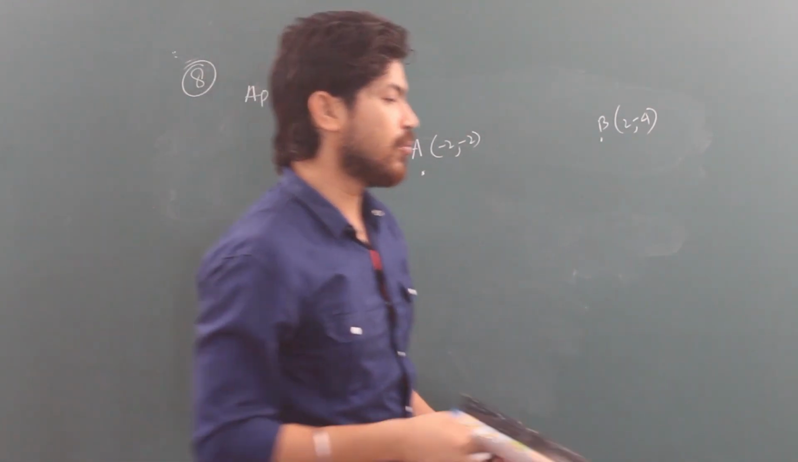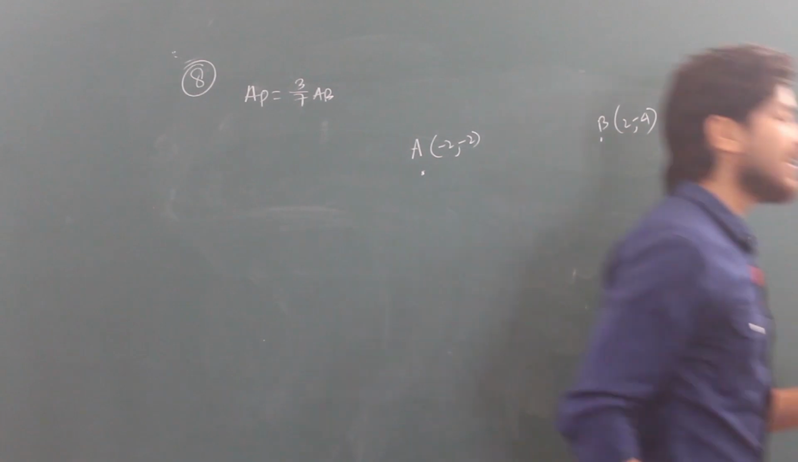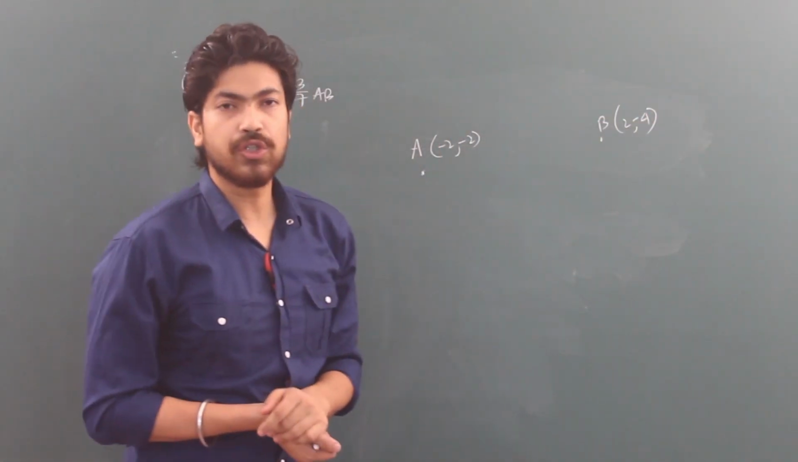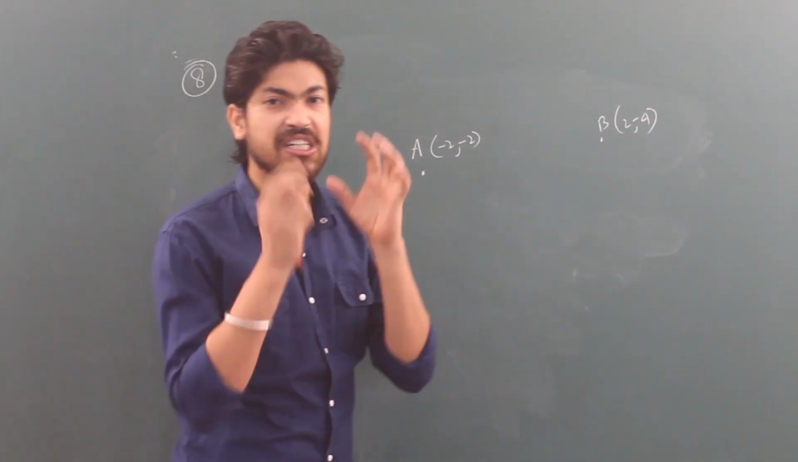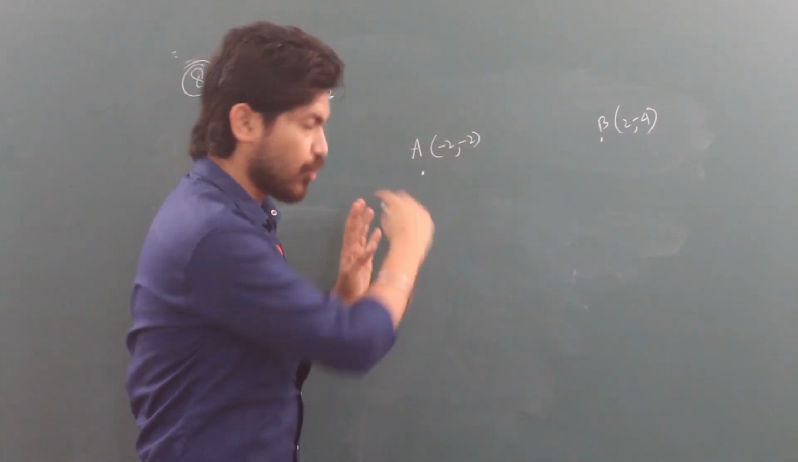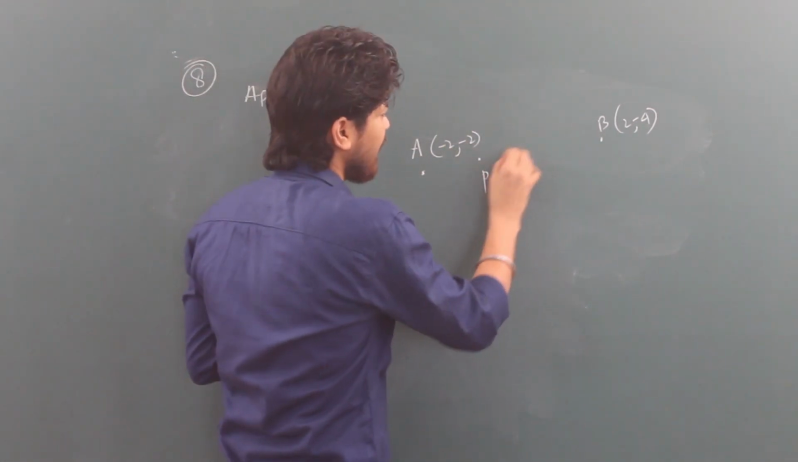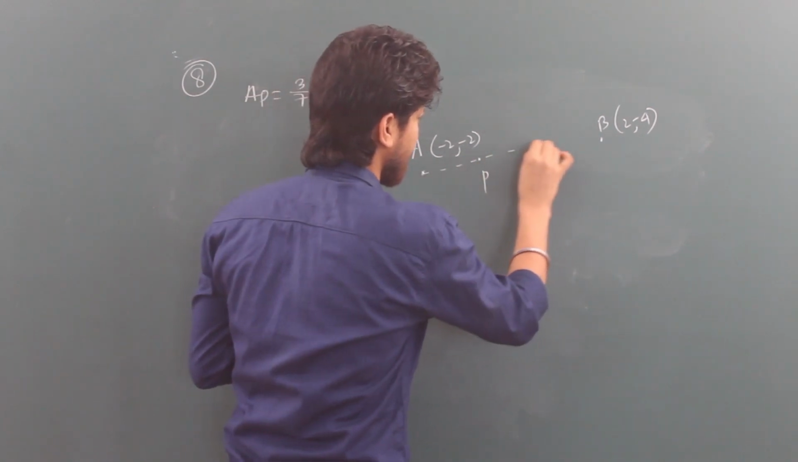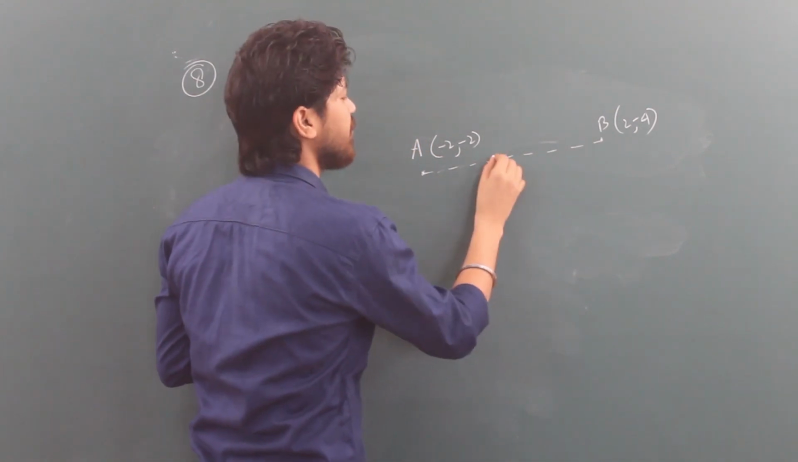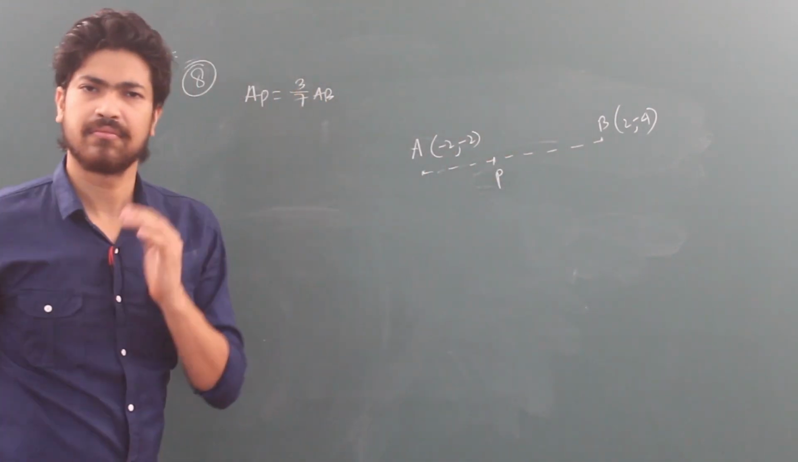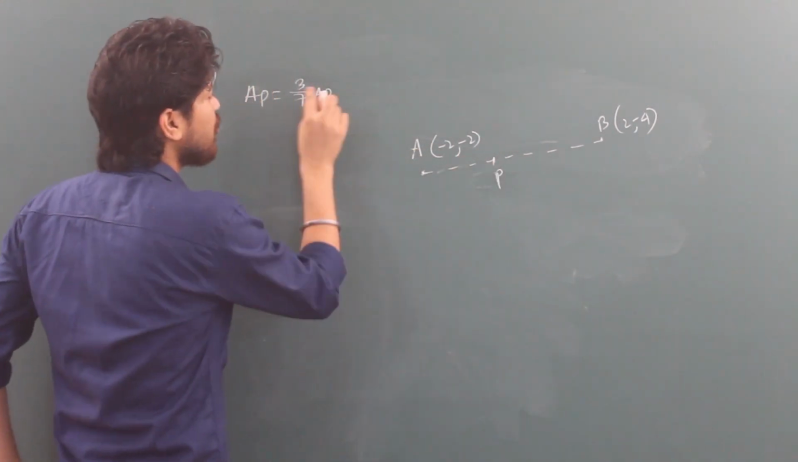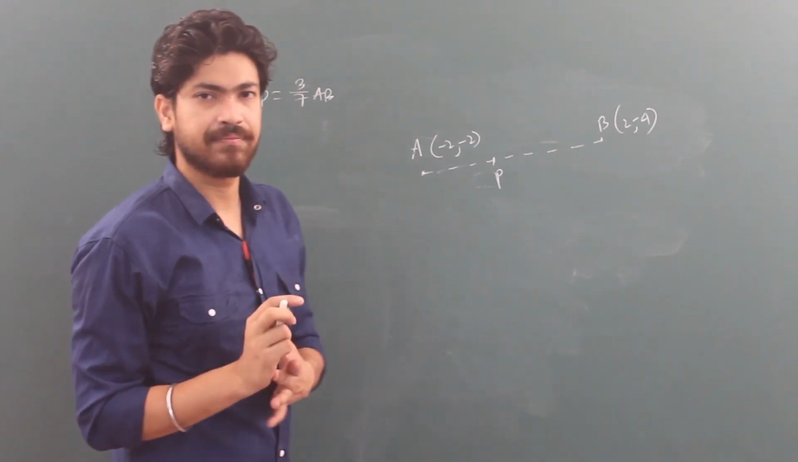This means two things are given. The coordinate of A is -2, -2 and the coordinate of B is 2, -4, and these are the two end points of a line segment, and P is lying between these two end points on this line. That means P may be anywhere on this line segment. Suppose P is here, got it? But we are given a condition that AP equals 3/7 of AB.